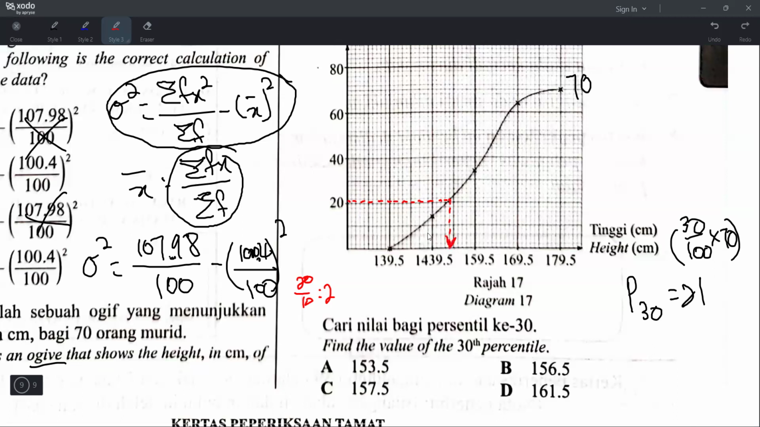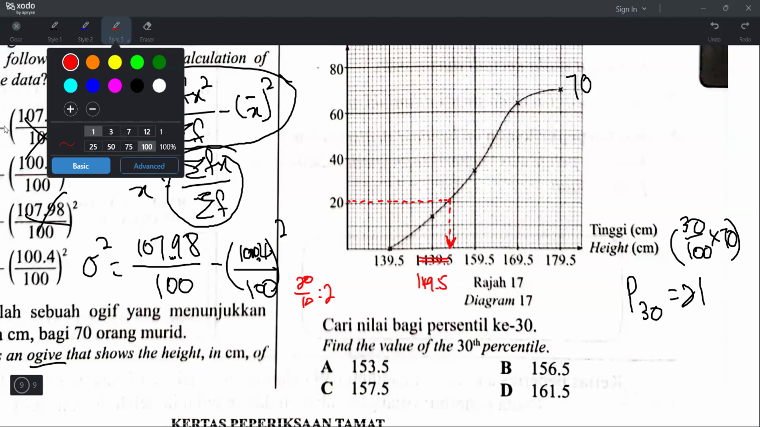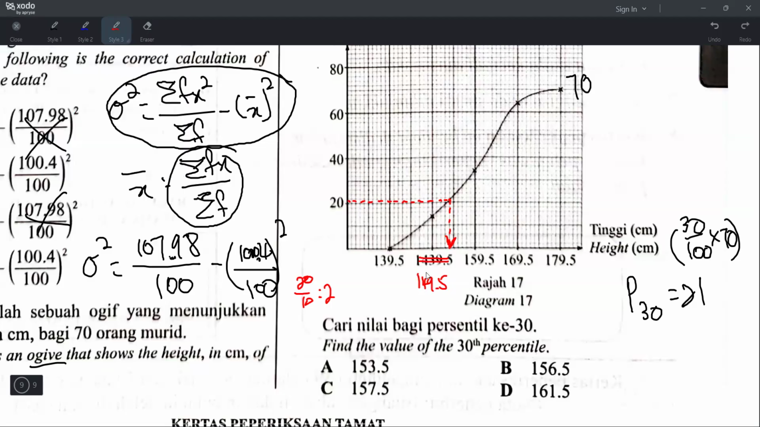Okay. So now we have to read this one. Okay, so how do we read it? Okay, this one I think they made a mistake. This one is 149.5. Okay, so how do we read it? First of all, we need to know how much one small box is. Right? So how do we know how much one small box is? You find the difference from here to here. So 149.5 needs to add how much to get 159.5.